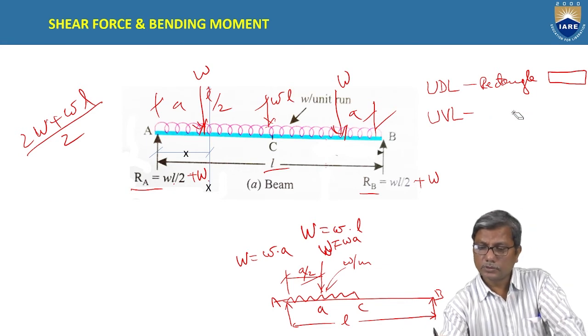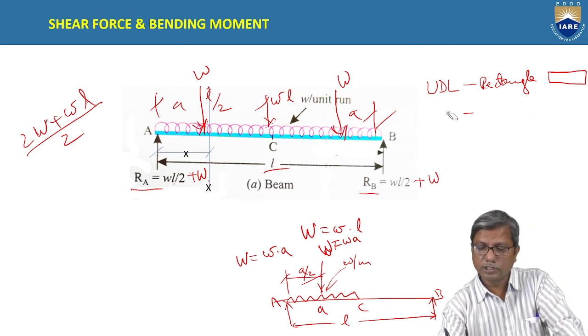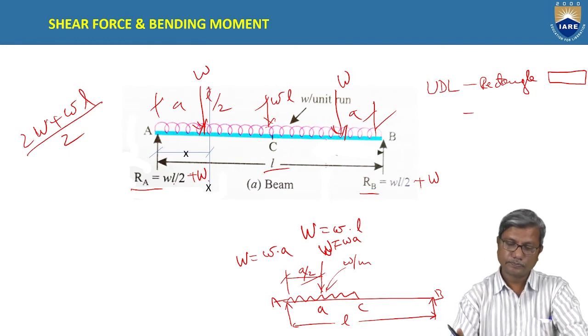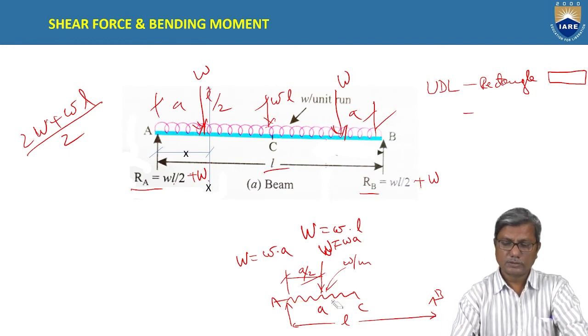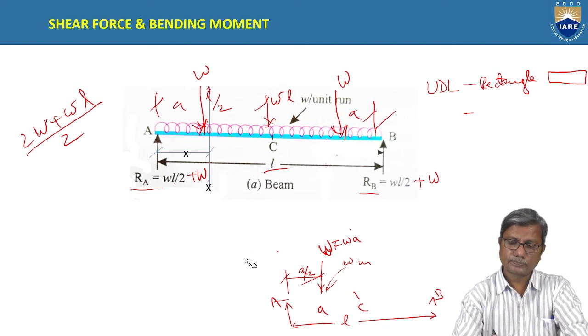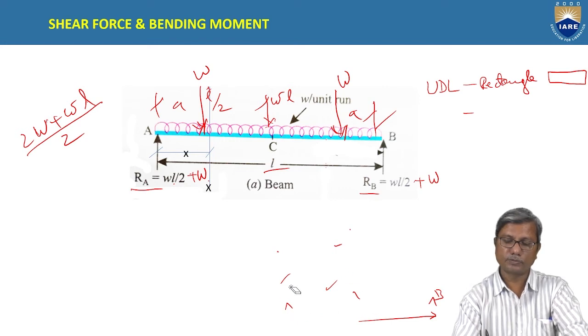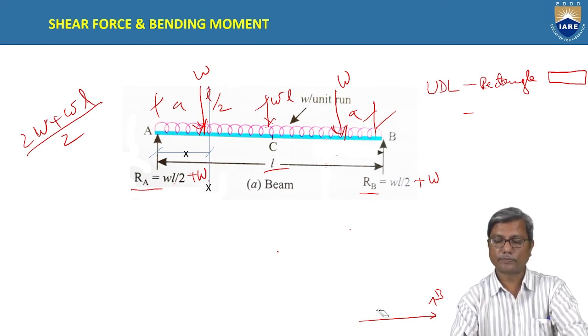Let us now discuss only uniformly distributed load. That is rectangular type of loading. So in this case, the loading is over the entire span.